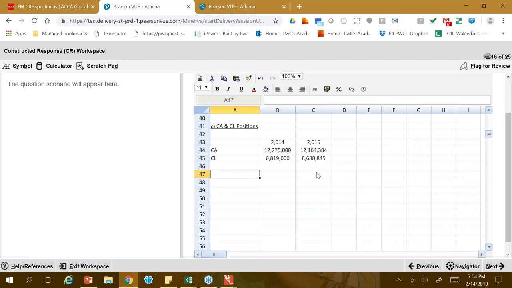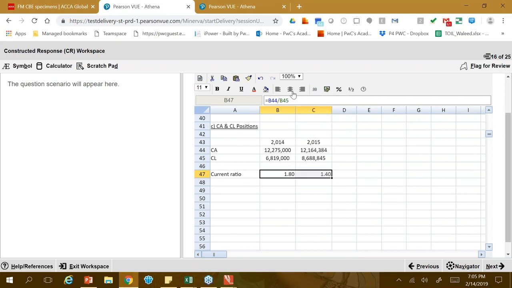Is there any ratio which I can do here to help me in this analysis? Is there any ratio which takes into account the current assets and current liabilities, which will help me in doing this calculation? So answers coming in now. Yes, current ratio. Well done. So we can do a quick current ratio here. Current ratio is current assets, which are B44, current liabilities, B45, or C44, C45. So I've got my current ratios.